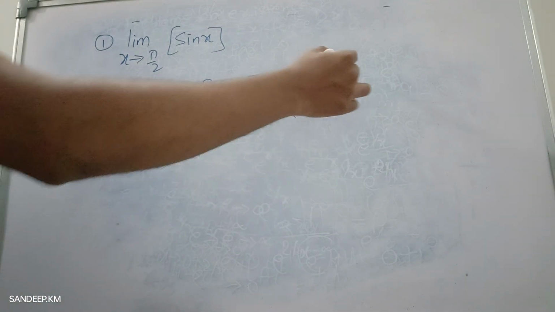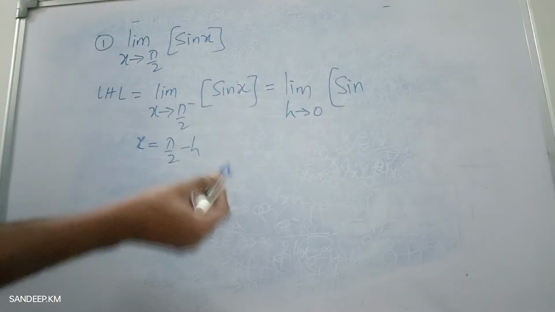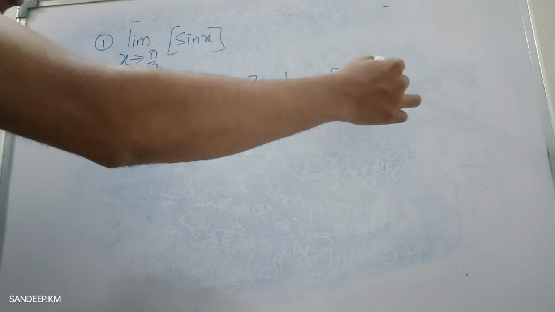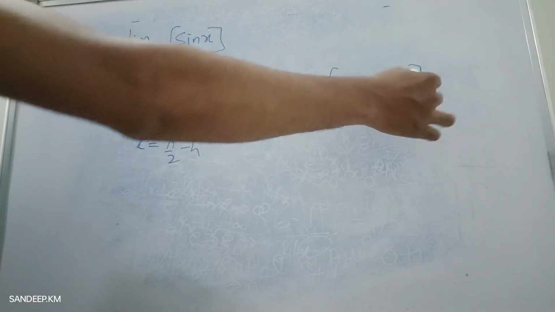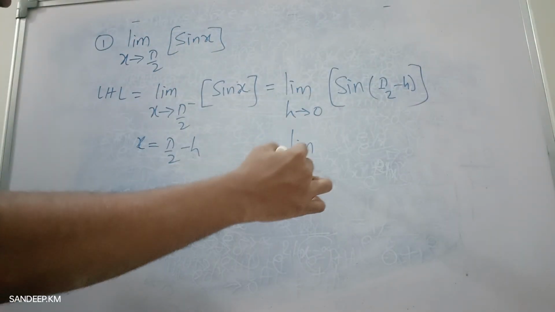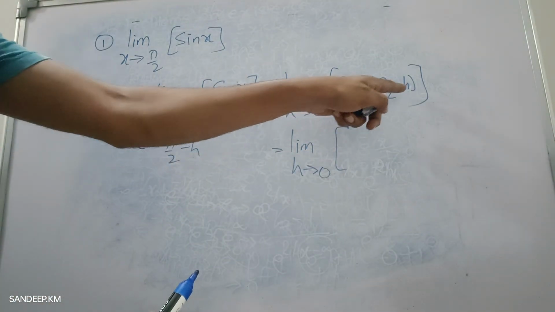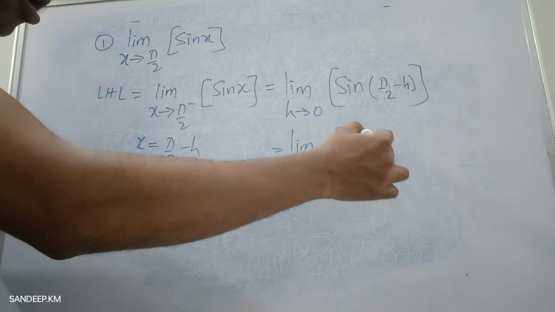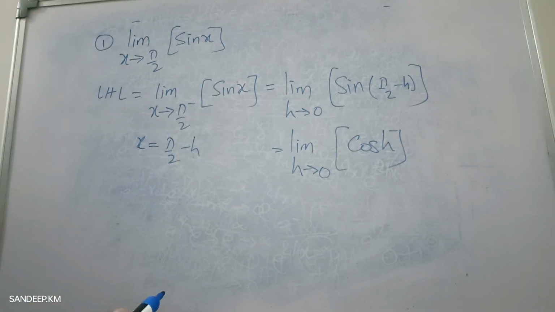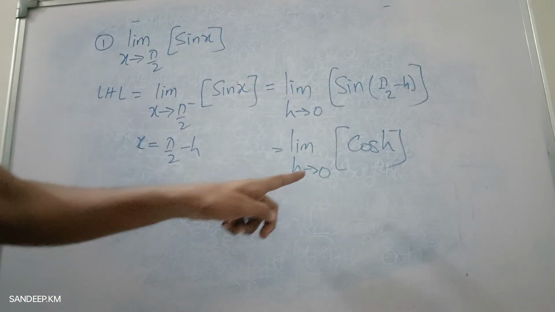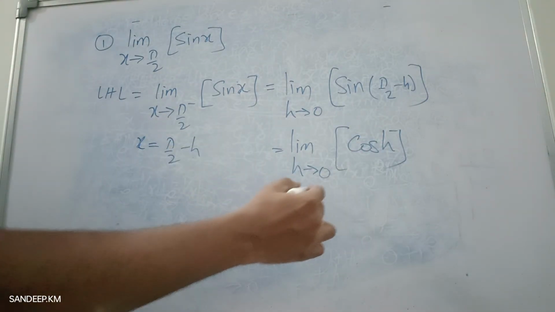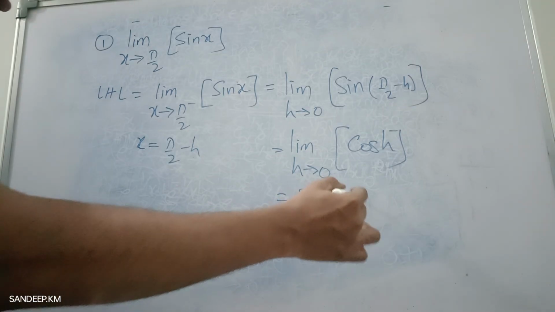H is approaching 0, step of sin of, instead of x, dear students, let me write pi by 2 minus h. So which is equal to limit h approaches 0, and all of us know that sin of 90 minus h will be cos h. Now you can substitute h value as 0. So when you substitute h value as 0, what do you get? Cos 0. Cos 0 is 1.